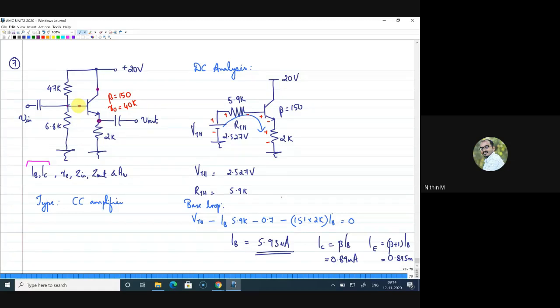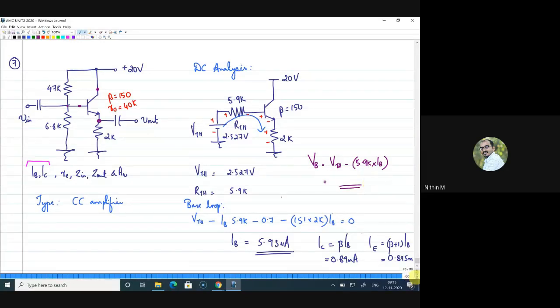Only the VB voltage I'll write here, because there is a tendency to write VB directly as 20 into 6.8 divided by 6.8 plus 47. That is not correct. VB is actually VTH minus 5.9K into IB. That is the VB value. You can evaluate it, right? Now, DC analysis part is over.